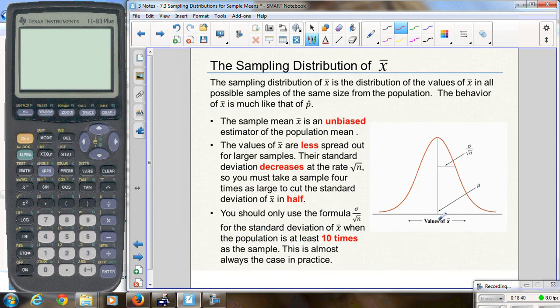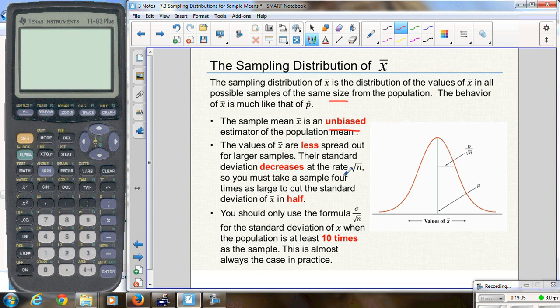All right. And so these are just some characteristics of the sampling distribution of x bar. We saw a graph very similar to this with p hat. So the sampling distribution of x bar is the distribution of values of x bar in all possible samples of the same size from the population. The behavior of x bar, like p hat, is very similar. We know that the sample mean x bar should be an unbiased estimator of the population mean.